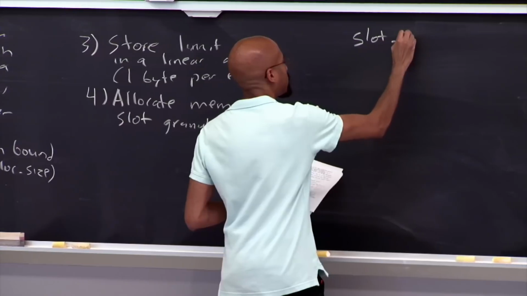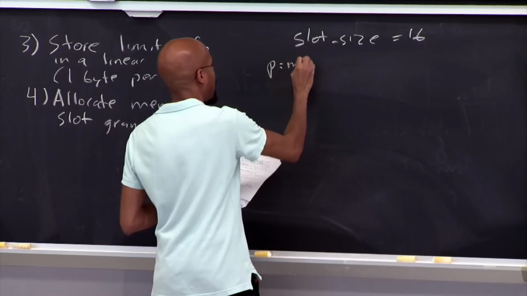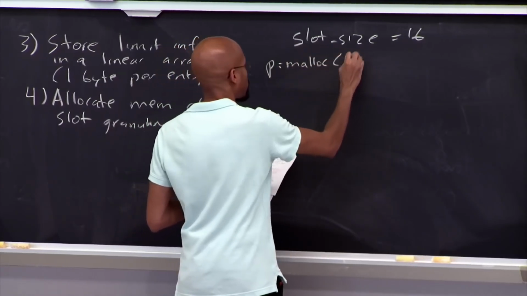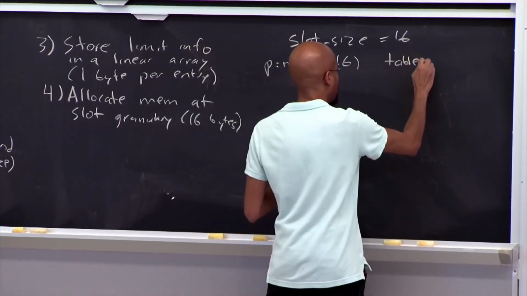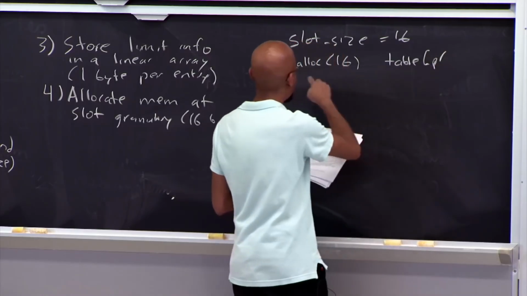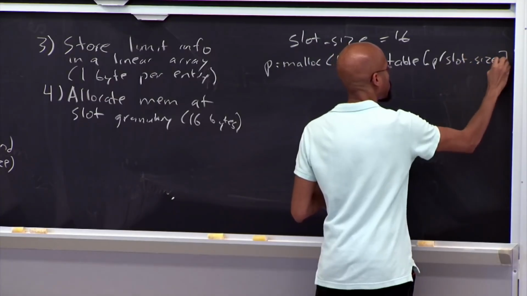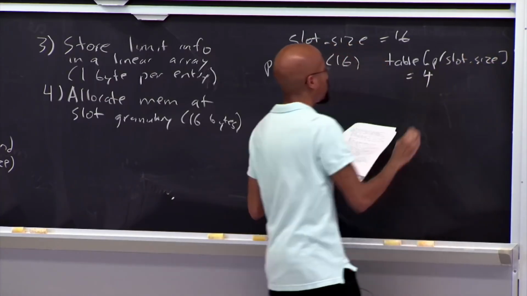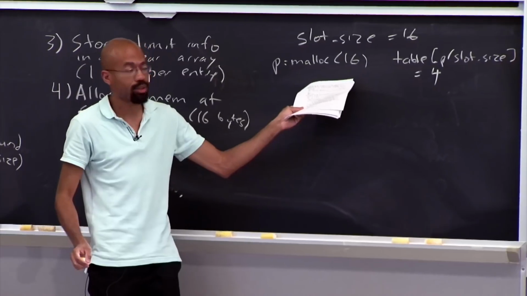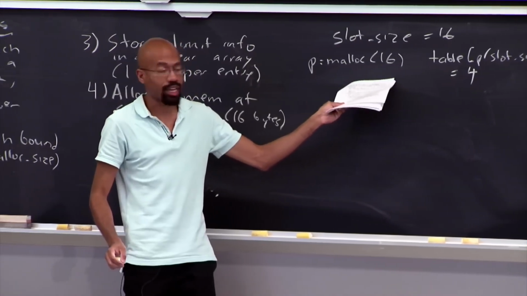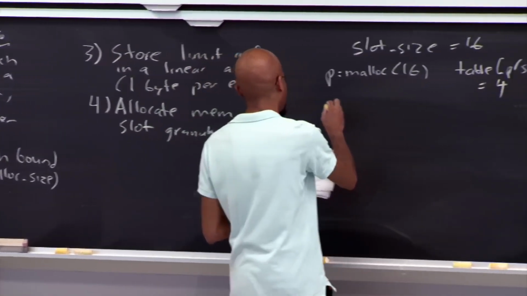So imagine that you have a slot size equal to 16, and you do p equals malloc(16). What's going to happen? In this bounds table, we take that pointer divided by slot size, which is going to equal 4. In that bounds table, we put the logarithm of the allocation size in the table. Does that make sense?